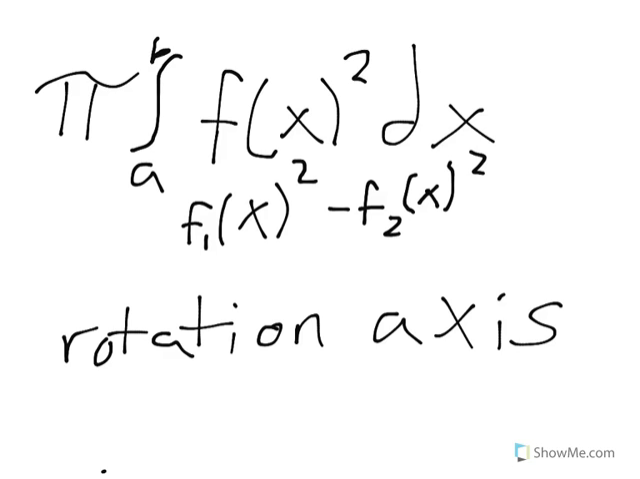So important things we need to remember. First off, our formula, pi times the integral from a to b of f of x squared dx. And the f of x squared, it won't always manifest itself as just one simple thing. Sometimes it'll be two functions with the upper minus the lower, and you're going to square them separately, not together.